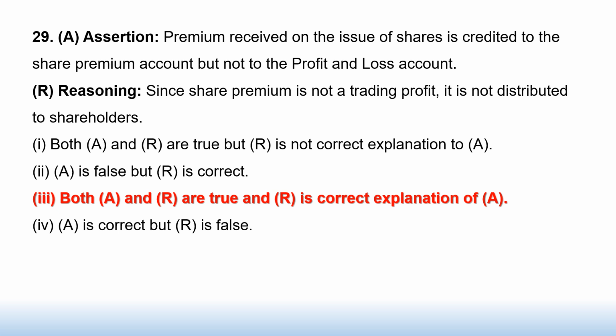Assertion: premium received on the issue of shares is credited to the share premium account but not to the profit and loss account. Reasoning: since share premium is not a trading profit, it is not distributed to shareholders. Answer option 3. Both A and R are true and R is the correct explanation of A.